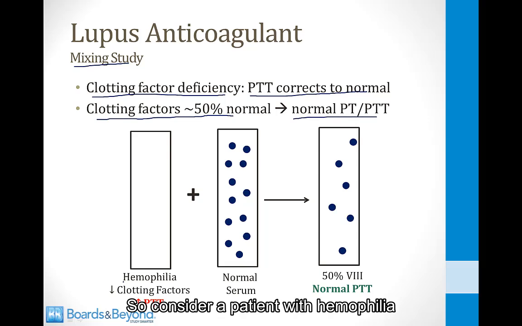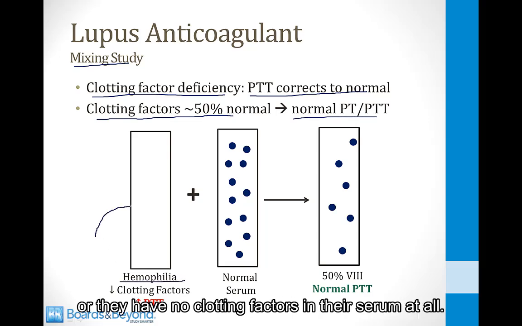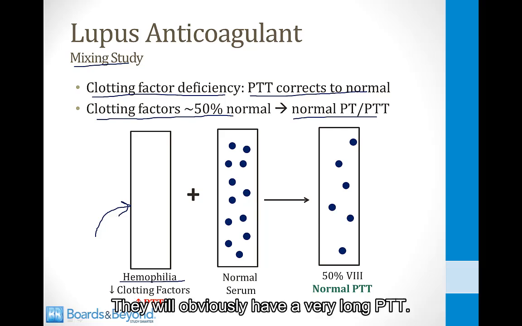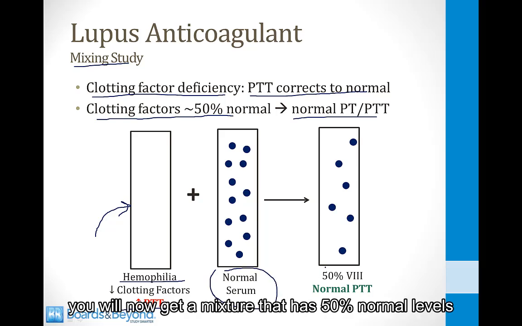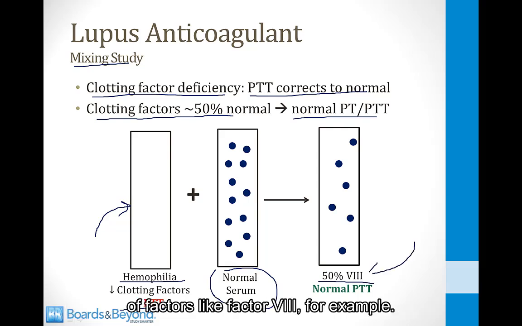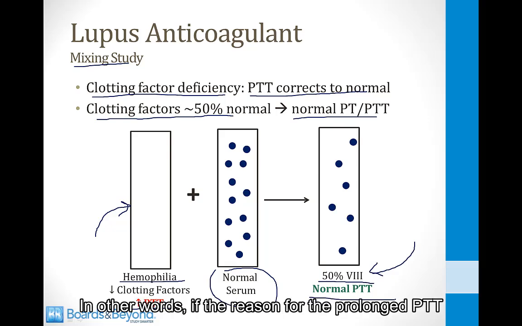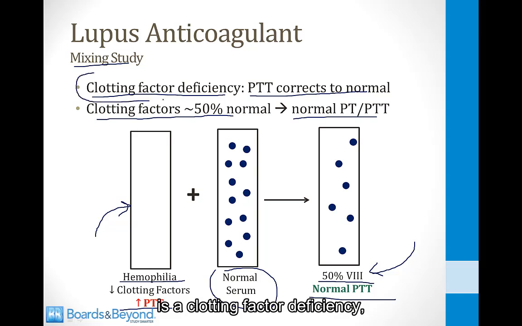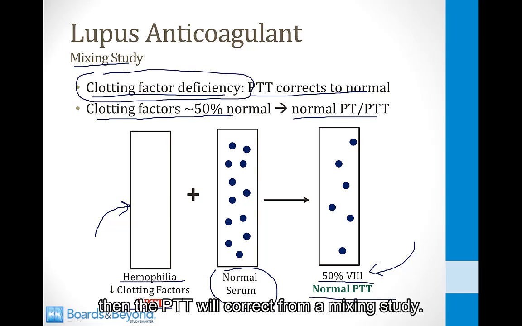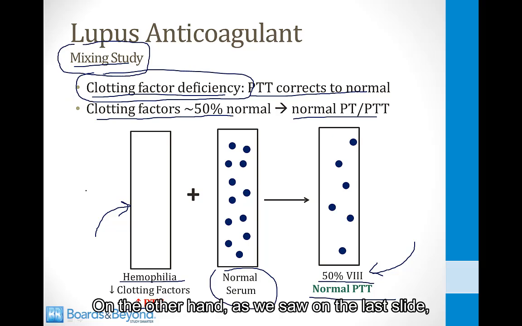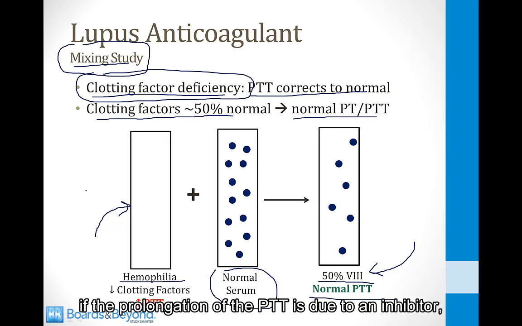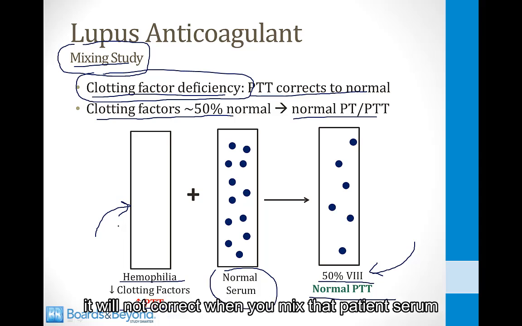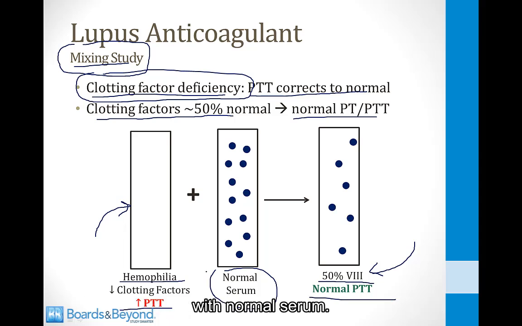So consider a patient with hemophilia on the left side of the screen here. They have no clotting factors in their serum at all. They will obviously have a very long PTT. If you mix their serum with normal serum, you will now get a mixture that has 50% normal levels of factors like factor 8, for example. This will lead to a normal PTT time. In other words, if the reason for the prolonged PTT is a clotting factor deficiency, then the PTT will correct from a mixing study. On the other hand, as we saw on the last slide, if the prolongation of the PTT is due to an inhibitor, it will not correct when you mix that patient's serum with normal serum.